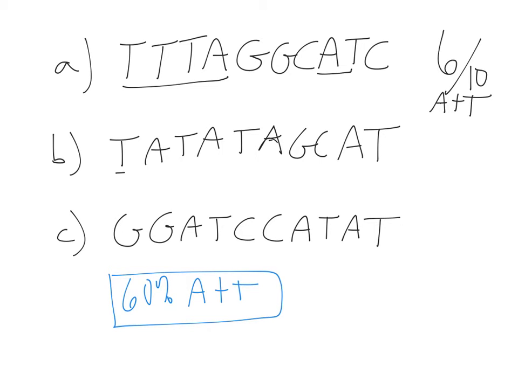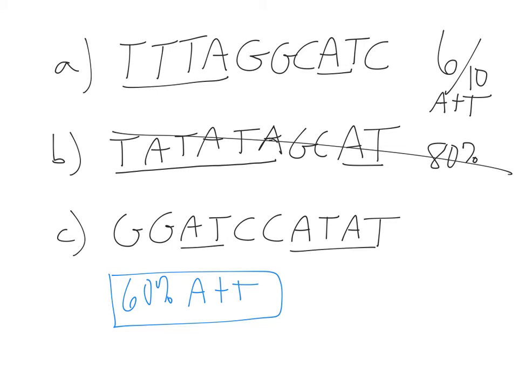Okay, so here's 80% A and T, which can't be right, and another 6 out of 10. So either of those two could be complementary strands. If one strand has 60% A's and T's, then the other strand will also be 60% A's and T's.